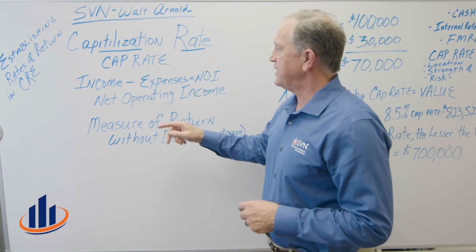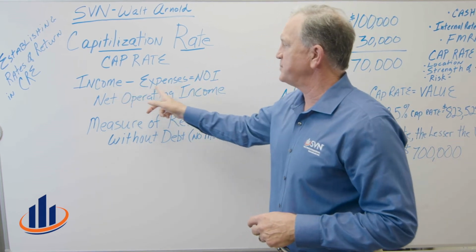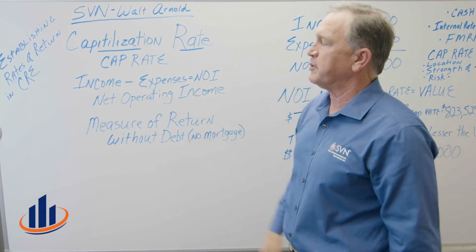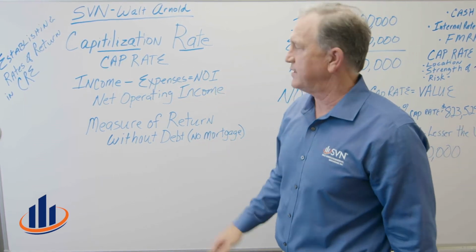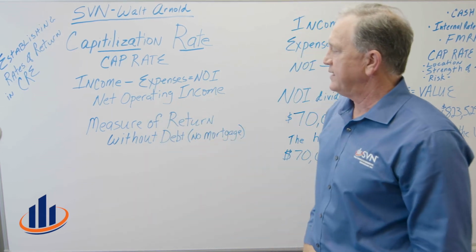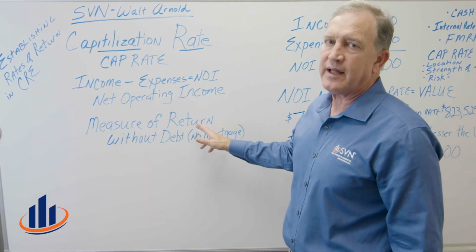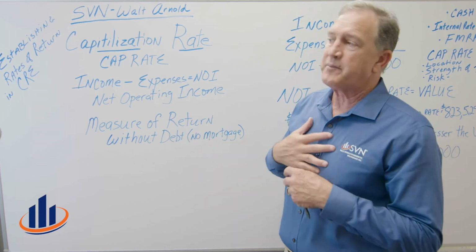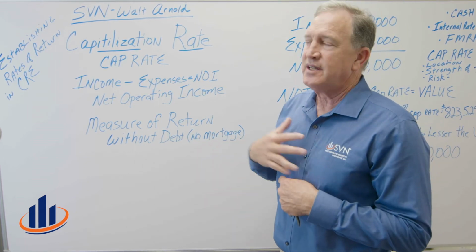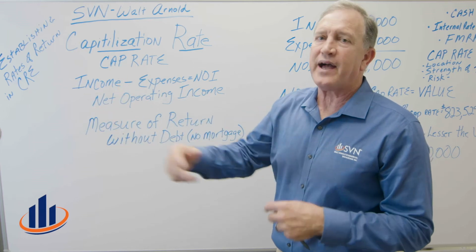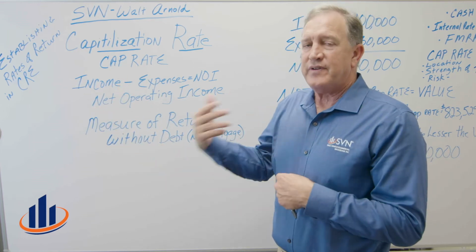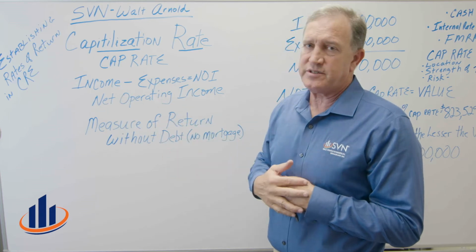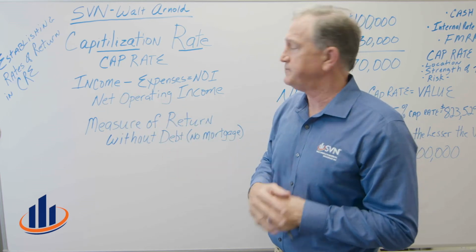So the capitalization rate is the income minus the expenses, and that's going to equal NOI. That's a very, very important word in commercial real estate. It's net operating income. It's a measure of return on a cap rate. It's without any debt. There's no mortgage. So if I have $1 million cash and I want to go out and buy a property, I can use a cap rate very, very well, because it's going to tell me what I need to buy that property to receive a certain amount of return.